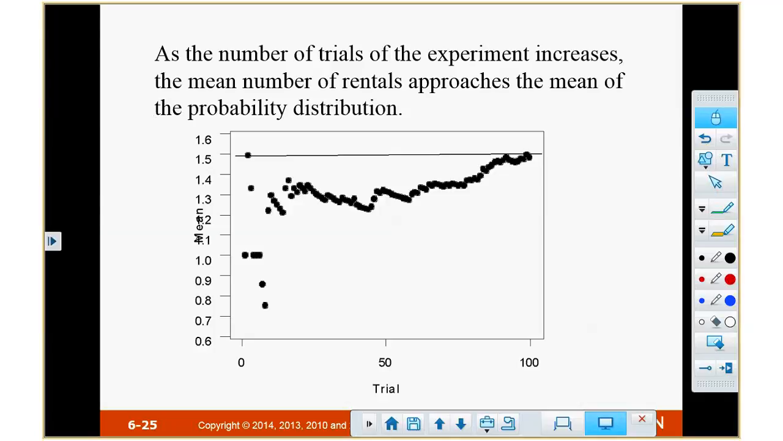Probability distribution. Do you remember when I told you a long time ago that the more you do something, the more reliable it is? You remember me telling you all that? Well, it still applies. The more experiments, the more number of trials, in this case, now what is the mean number of rentals? That's your test scores. Your test scores average is going to be close to the probability distribution average the more number of trials you run it. That's what it's saying.